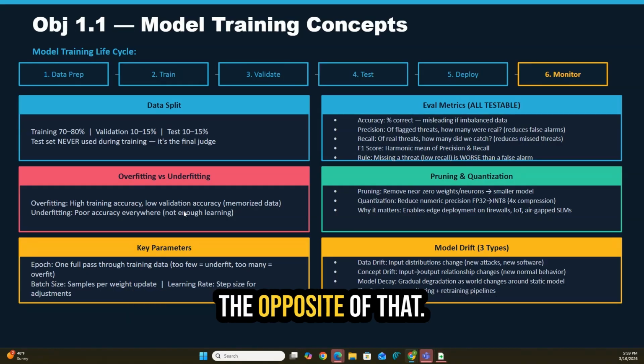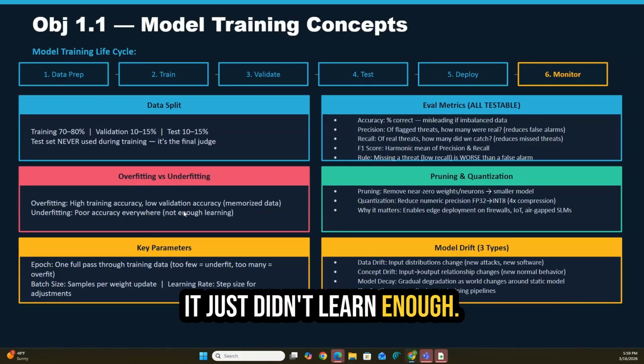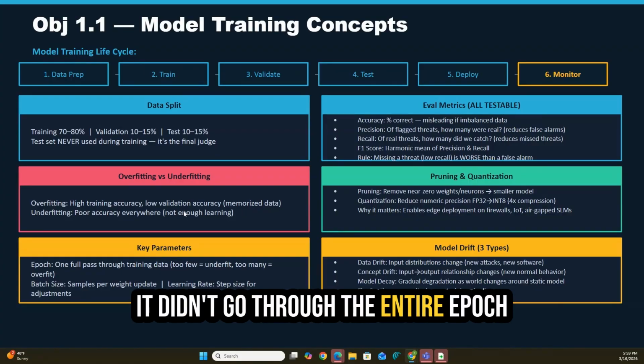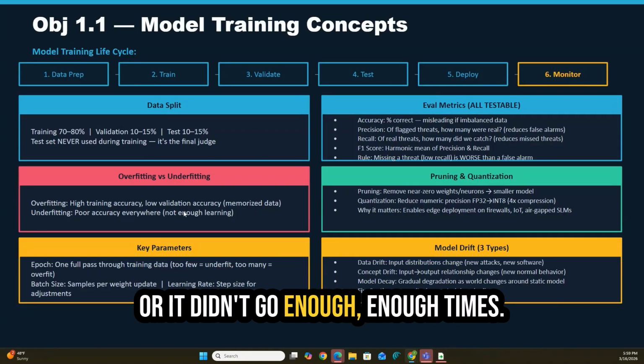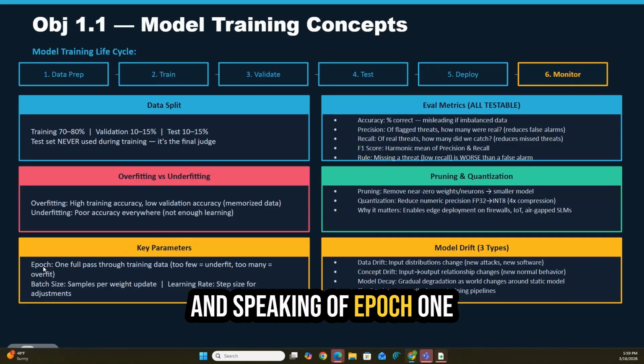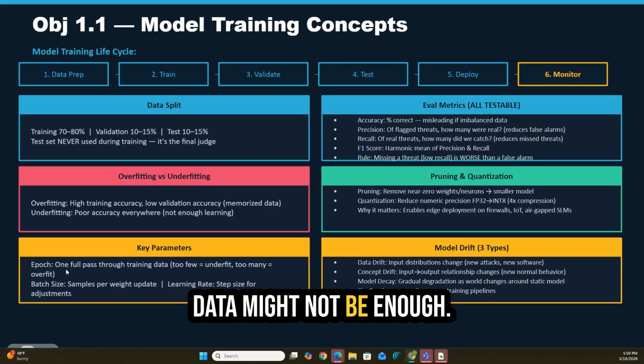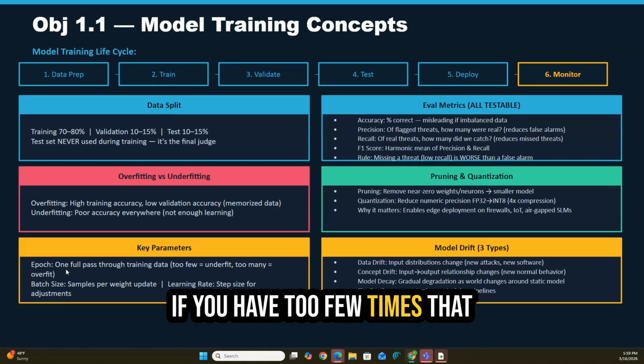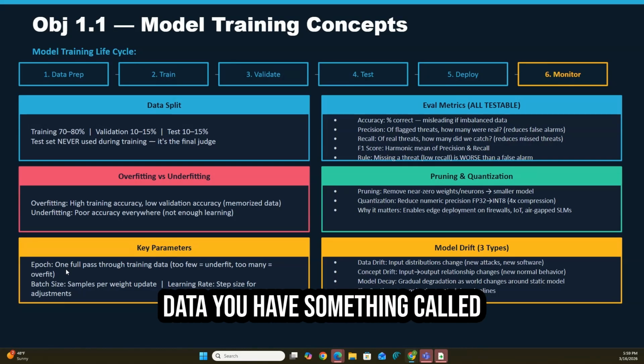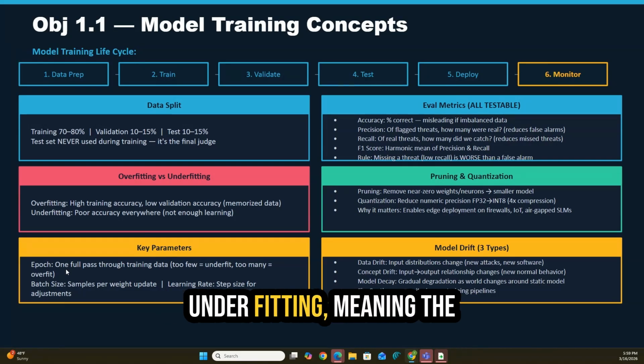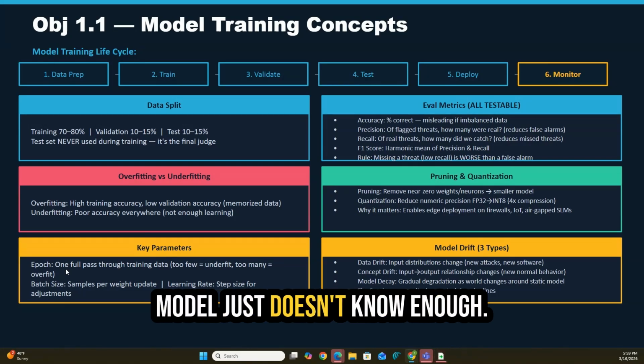Underfitting is the opposite of that. This is where there's poor accuracy everywhere. It just didn't learn enough. It didn't go through the entire epoch, or it didn't go enough times. And speaking of epochs, one full pass through training data might not be enough. If you go through too little data too few times, you have something called underfitting, meaning the model just doesn't know enough.